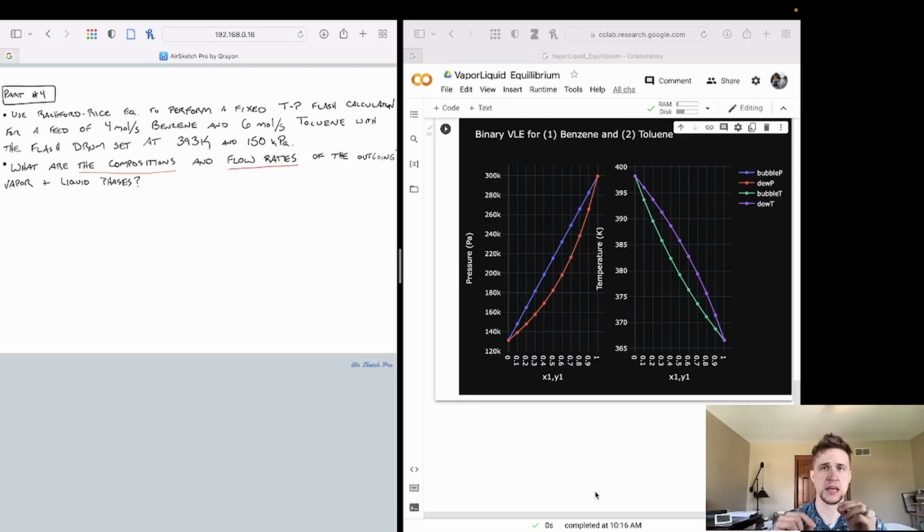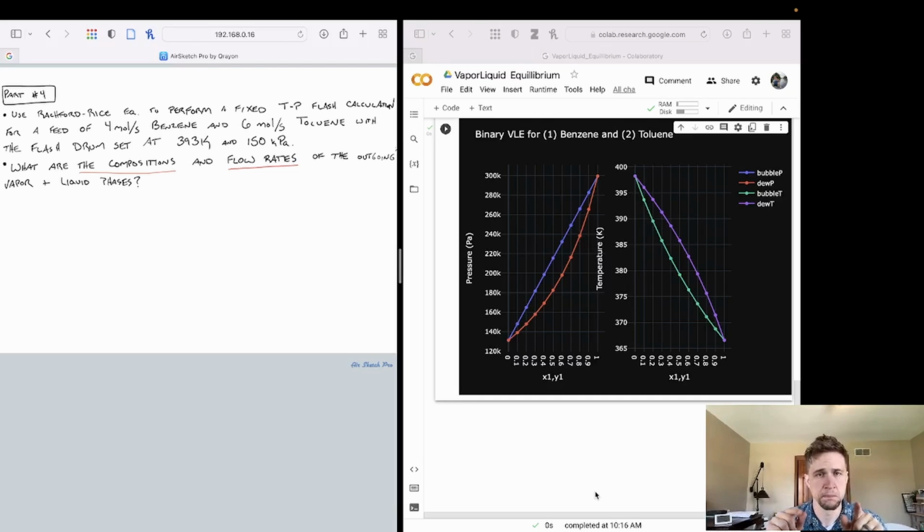The feed comes in at a certain phase and with a certain composition, and then it's going to leave the flash drum in the vapor and liquid phases. We want to know how much is leaving in either vapor or liquid, and what the compositions of both the vapor and the liquid leaving are.